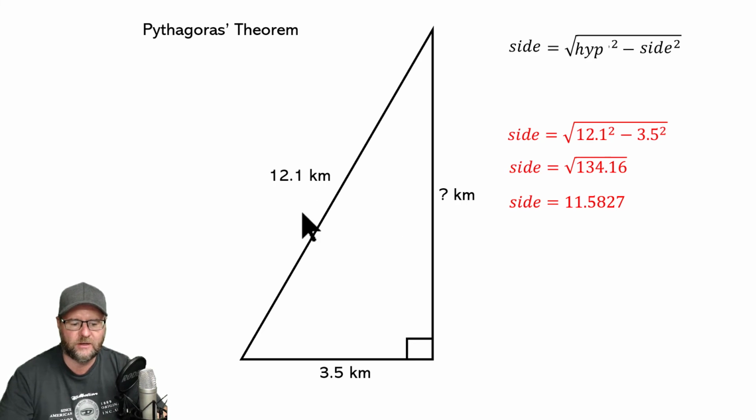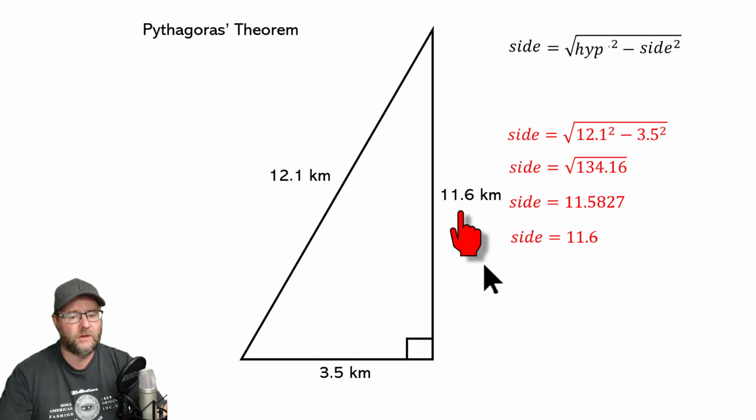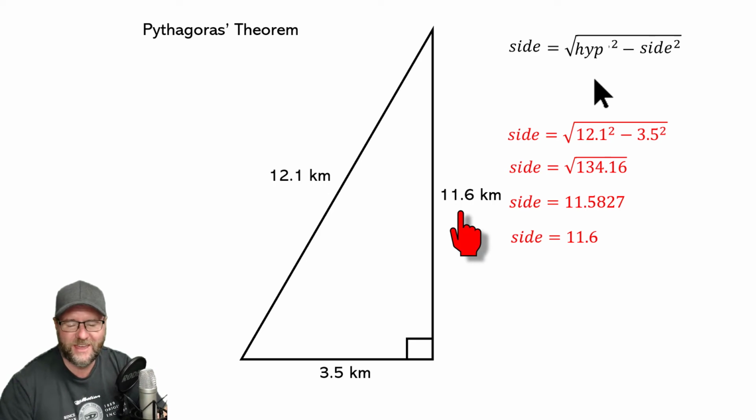Now these are rounded to one decimal place, so I will round this off to one decimal place as well. And if you're not sure how to do rounding, I'll put a link in the description as well to a rounding off video. But we worked out that the length of that unknown side was 11.6 kilometers using the magic of Pythagoras.